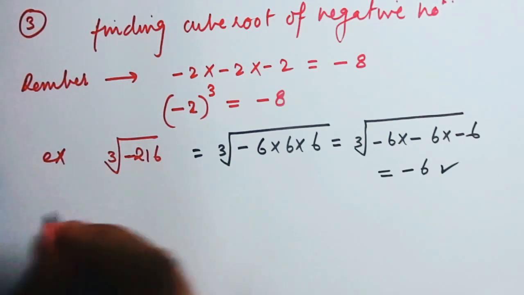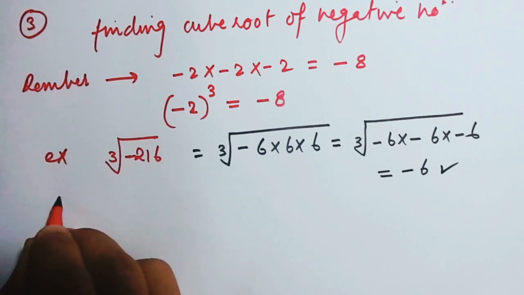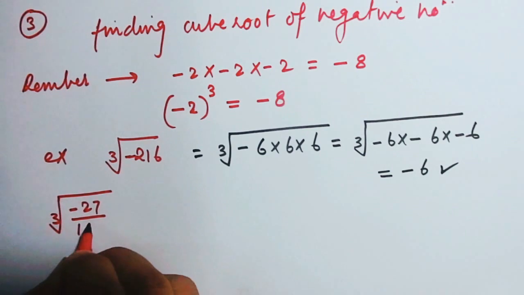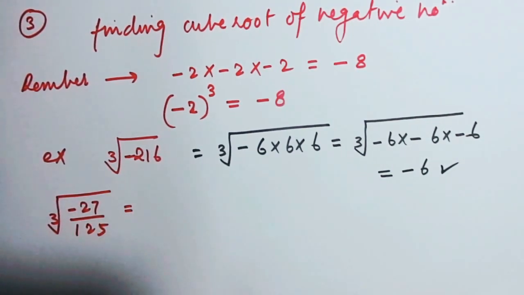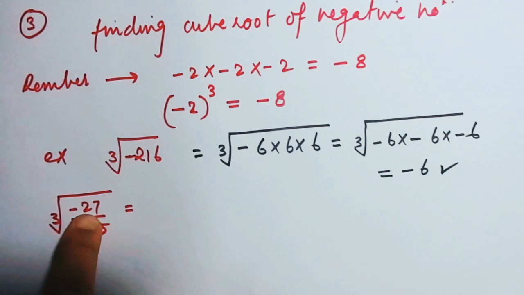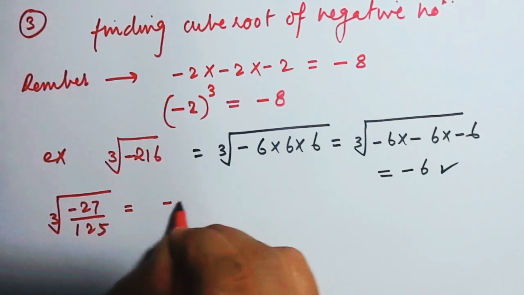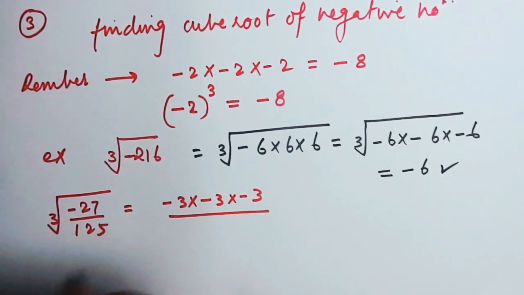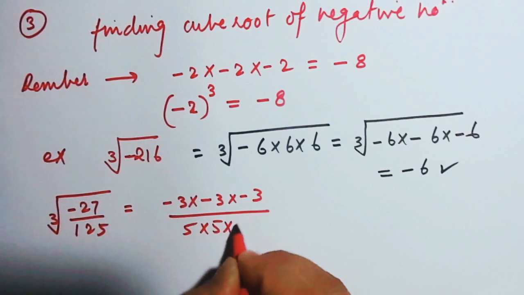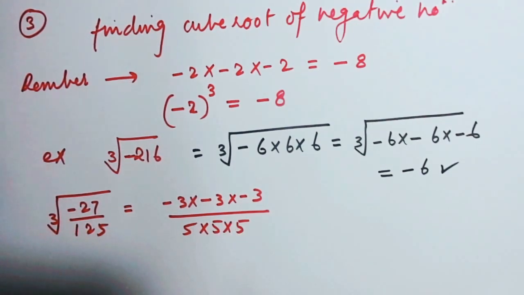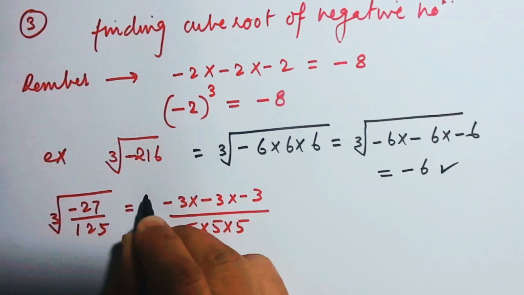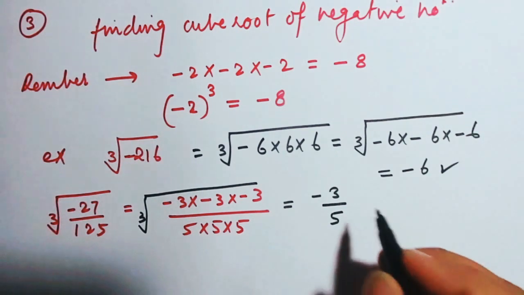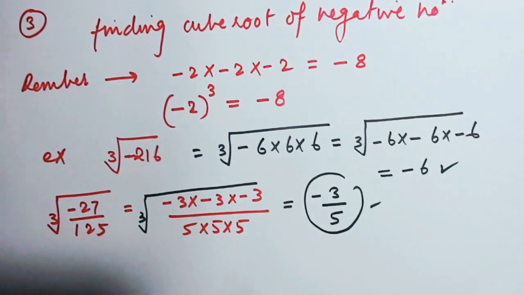If you have a fraction, for example, cube root of minus 27 by 125. Well, in the same way, 27 means 3 into 3 into 3, or minus 3 into minus 3 into minus 3, divided by 5 times 5 times 5. So when you find its cube root, what will you get? You will get minus 3 by 5. This is what your solution is.